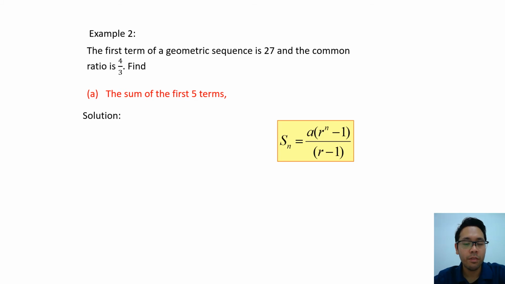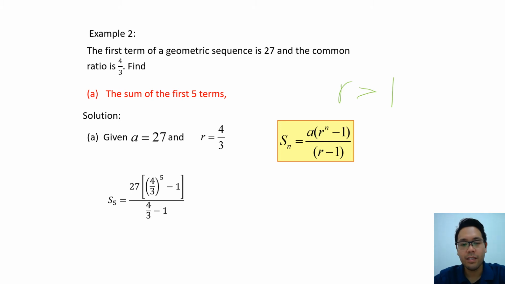Okay, so for the sum of the first 5 terms, you want to use this one. Since r is more than 1, we choose this formula. Nothing much, just plug into the formula and you can solve it. Right, as easy as that.